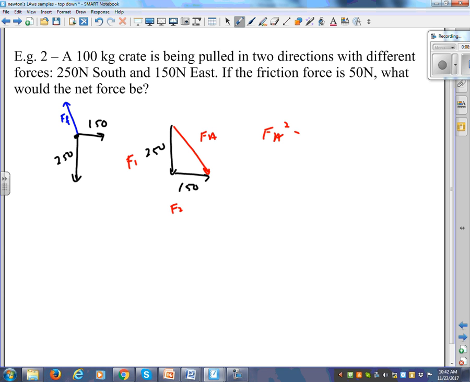FA squared. Can I just do this? FA squared is equal to 250 squared plus 150 squared. Can you just solve all that in one step? You should be able to at this point of your math career. So 250 squared plus 150 squared equals, and then take the square root of that. I get 291.5 newtons.